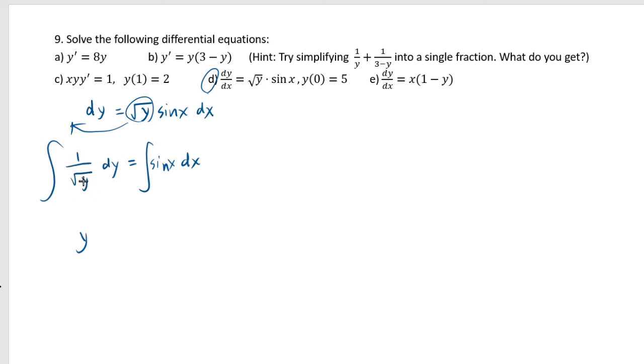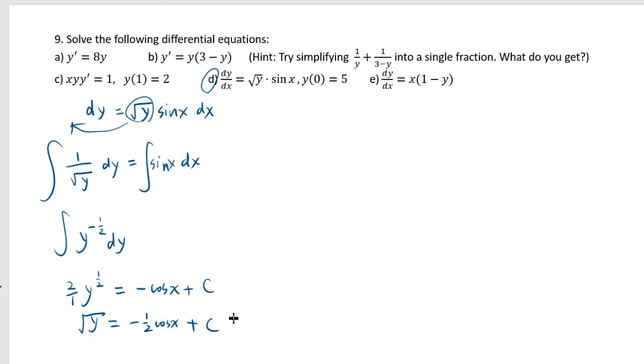So this is y to the 1/2 power, but because it's in the reciprocal, this is y to the negative half power, and you're integrating this, which means you add 1 to the exponent, which is positive 1/2, put the reciprocal of that, which is 2 over 1, and that is going to be equal to the integral of sine, which is negative cosine, plus c, and then divide by 2, so it's y, and y to the 1/2 power is square root of y, right? Negative 1/2 cosine of x plus c. I should really be writing c over 2, but then I'm renaming it, okay?